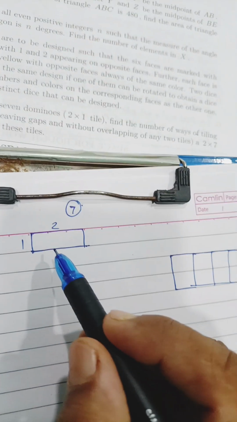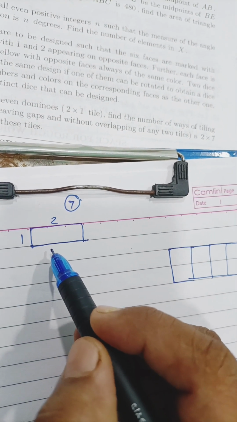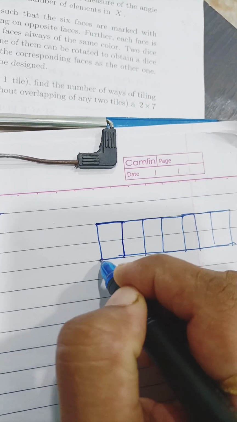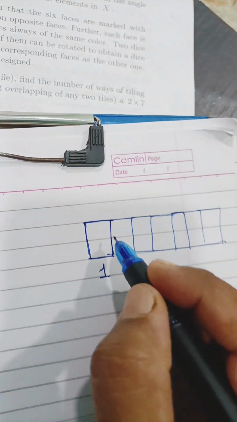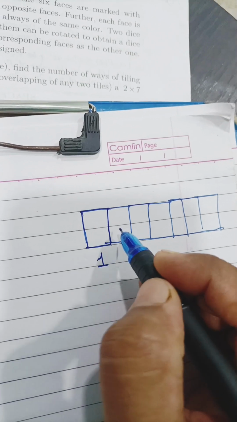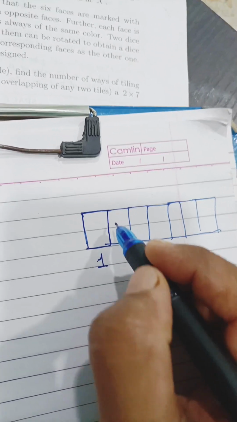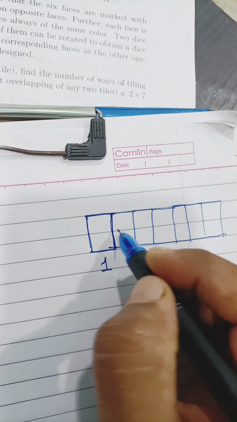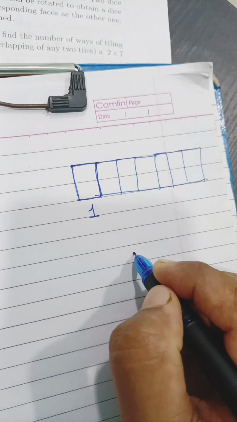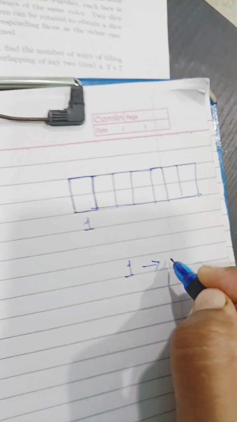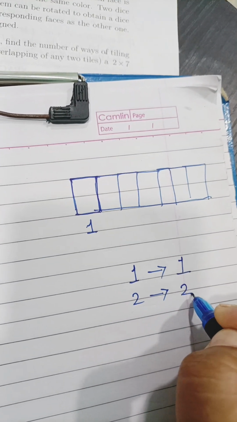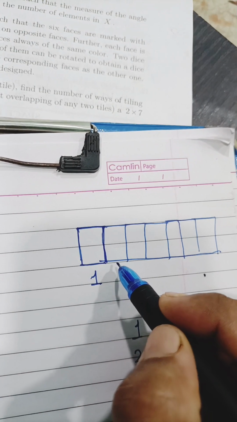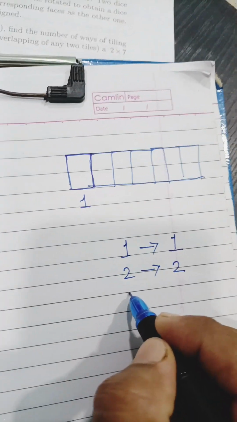So we will find all the ways using these 7 dominoes first. Suppose first we put one domino. Then how many times we can put this domino? One time. Now we will put 2 dominoes. Now 2 dominoes we can put in two ways, once vertically and once horizontally. It means one domino we can put in one way, 2 dominoes we can put in two ways. If we put 3 dominoes, then we will get 3 ways.